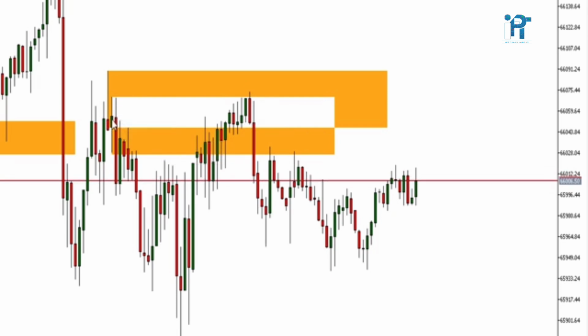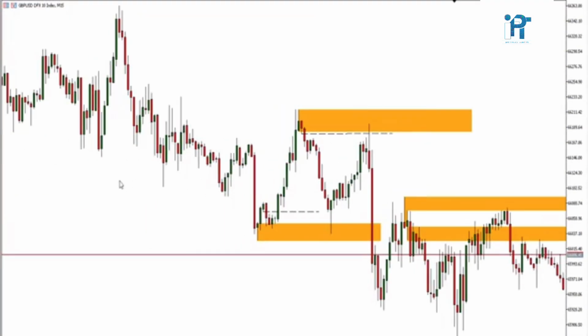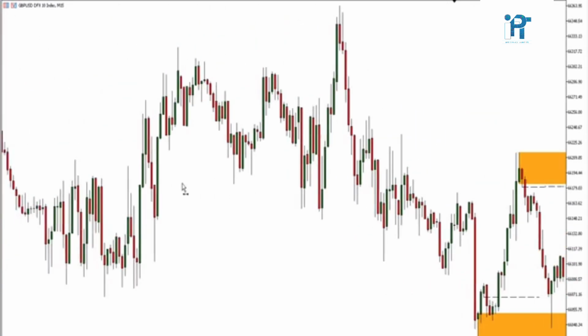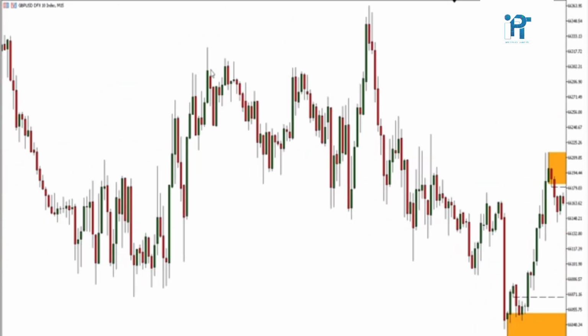So if you have mapped out this order block as your order block and you put your stop loss just above here, you could have been stopped out here. So you need to know exactly how to spot your order block, why that particular order block will not work. So if you have been trading order blocks before and they are not working, this might be the reason why such kind of order blocks are not working.